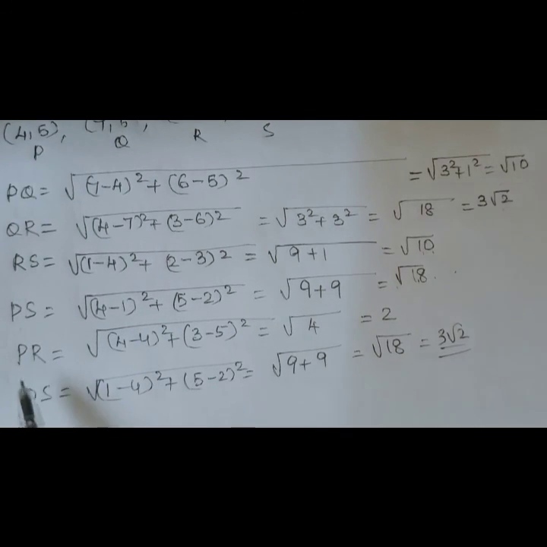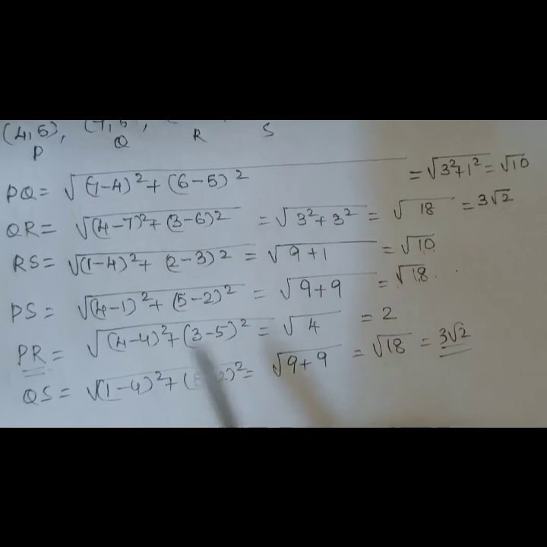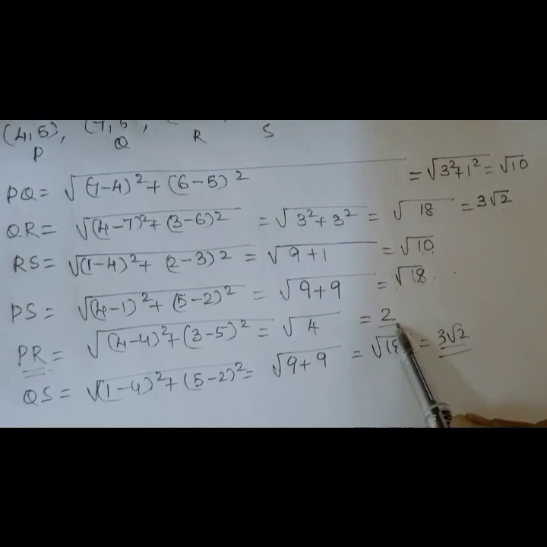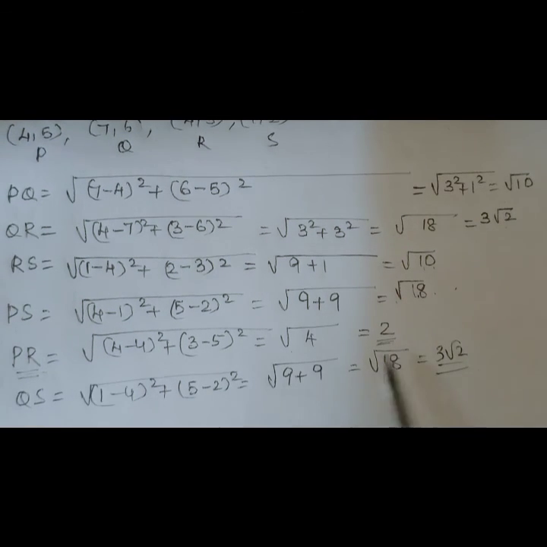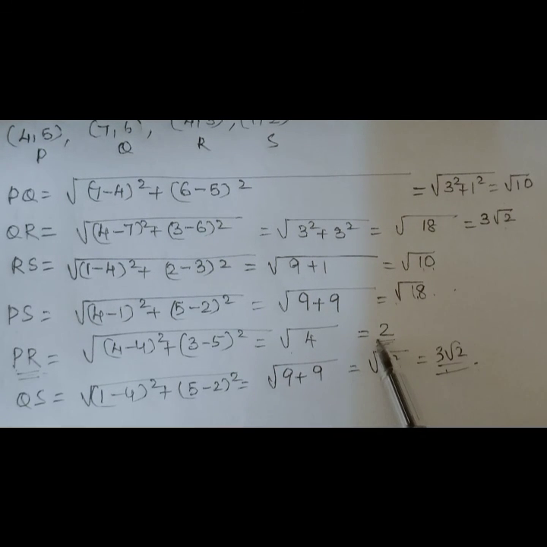Here, after finding the diagonals, we want to check whether it is a rectangle or a parallelogram. For that, PR is 2 units in length and QS is 3 root 2. That means the diagonals are not equal. The diagonals of a parallelogram are not equal, while the diagonals of a rectangle are equal. So PR is 2 units and QS is 3 root 2 units.